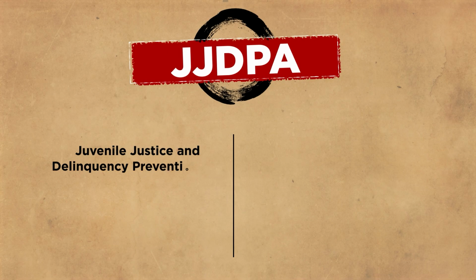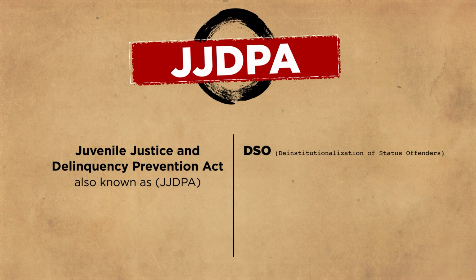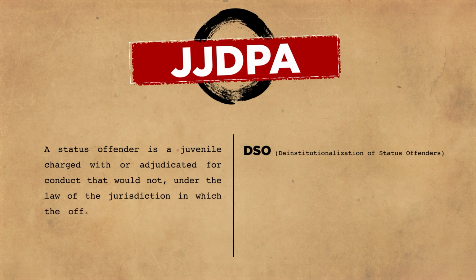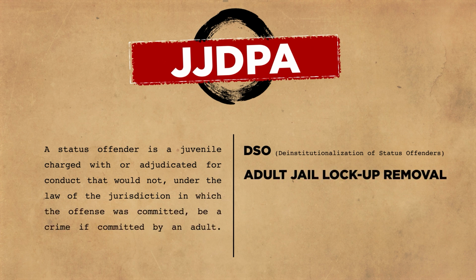The Juvenile Justice and Delinquency Prevention Act is also known as JJDPA. It has 4 parts: Deinstitutionalization of status offenders, aka DSO. A status offender is a juvenile charged with or adjudicated for conduct that would not, under the law of the jurisdiction in which the offense was committed, be a crime if committed by an adult.